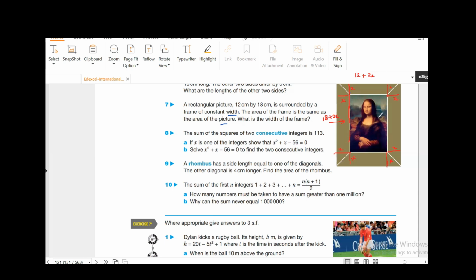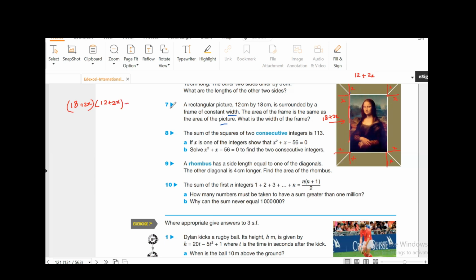Now they say the area of this picture is the same as the area of the frame. But if I say the area of the whole, including the picture, our original length would be 18 plus 2x. Of course, this is a rectangle, so multiply by 12 plus 2x.